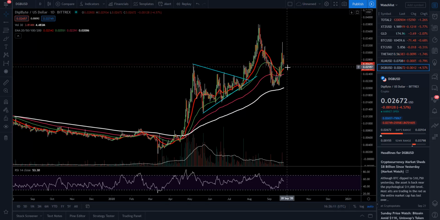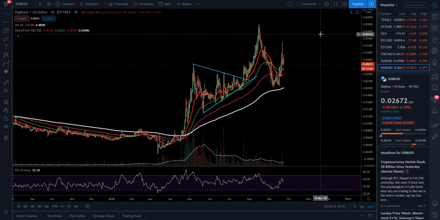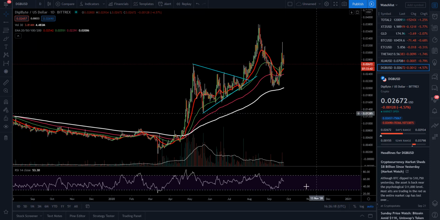0.02089. Okay, so we can come down here, set a higher low off any of these moving averages. That'd be fine, and then see if we can get that next move to the upside. That's what we're going to be looking at there. RSI is sitting about 53.